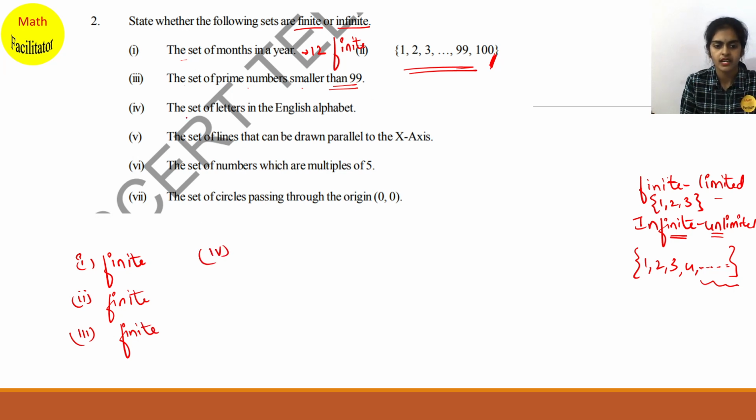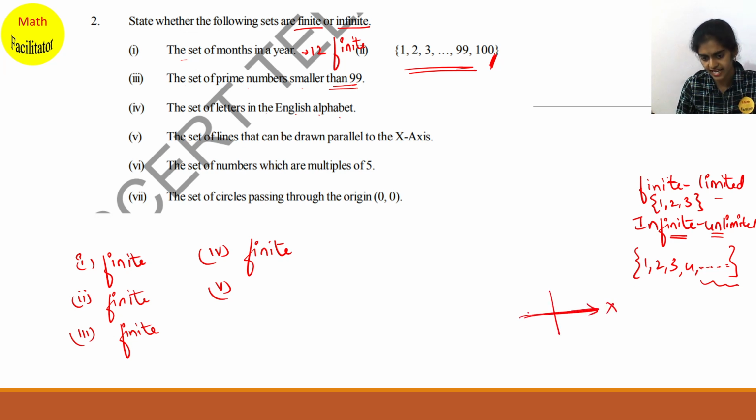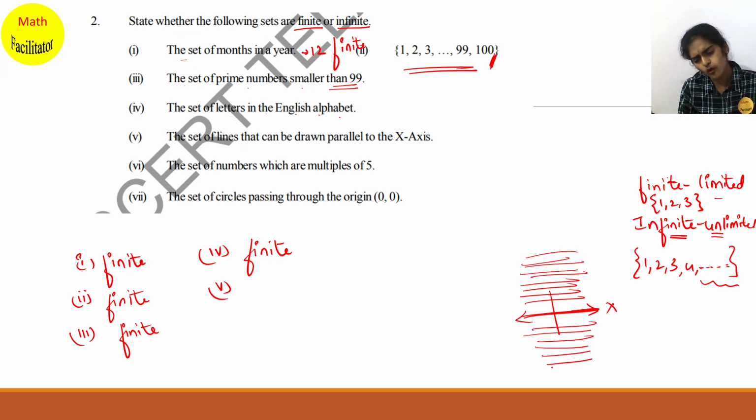Next one, the set of letters in the English alphabet. You have only 26, so it is also finite. It is limited. You don't have unlimited alphabets, you have only limited alphabets. The set of lines that can be drawn parallel to the x-axis. Suppose this is the x-axis. You can draw so many lines parallel to the x-axis. This is unlimited, which means you will get an infinite set.